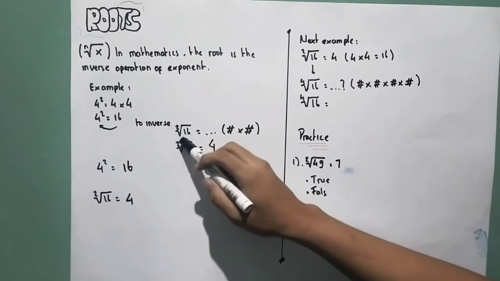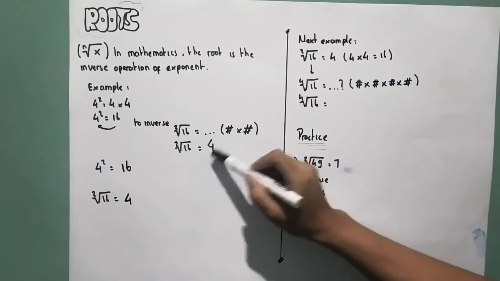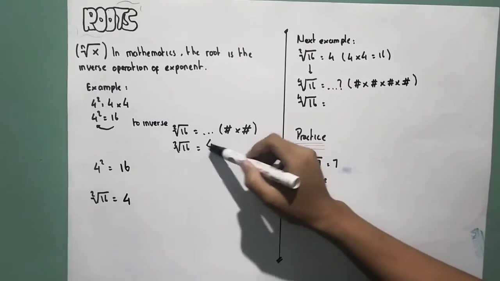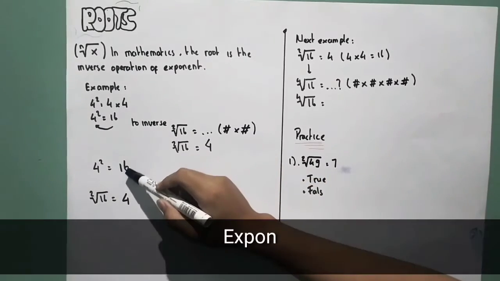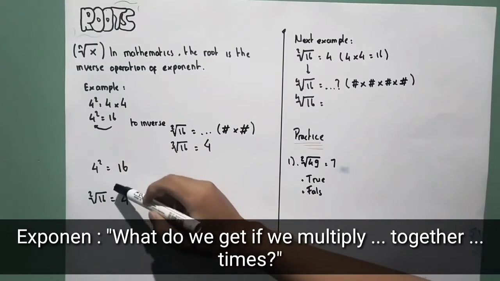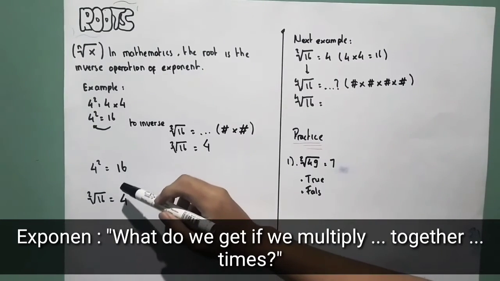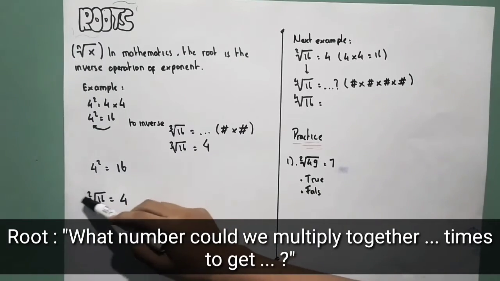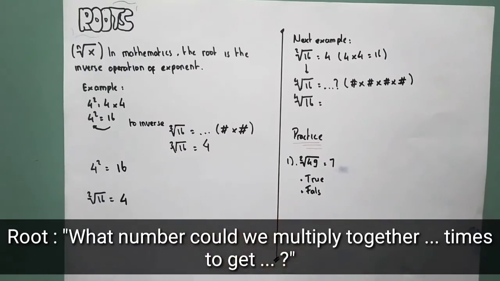So this is the second root of 16. In this case, what number could you multiply together 2 times to get 16? And then the answer is 4. So, when doing the exponent, we ask, what do we get if we multiply 4 together 2 times? And the answer is 16. But when doing the root operation we ask, what number could we multiply together 2 times to get 16? And the answer is 4.